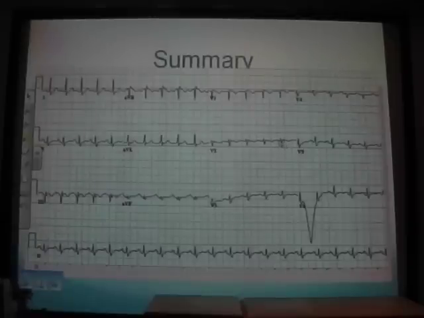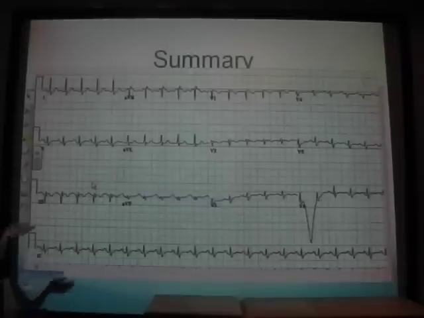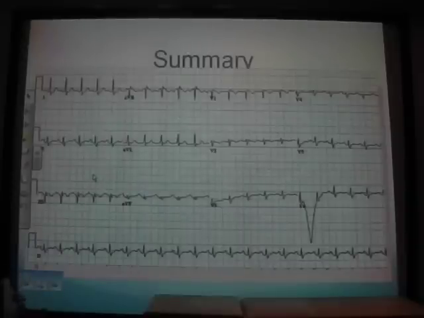QRS complexes are narrow. Looking for Q waves, there's a Q wave here in 3, which is an inferior lead. There's no Q wave in 2, and no Q wave in AVF of note. So that's abnormal. The Q wave is your first downward deflection of the QRS complex, and if it's downward, that's abnormal. If it's two small squares or more, it's abnormal, if it's followed by an upward one.